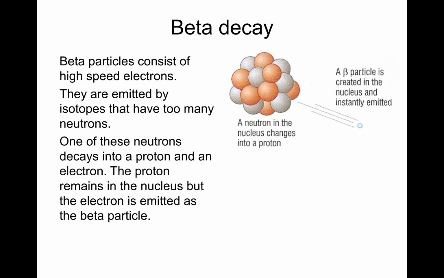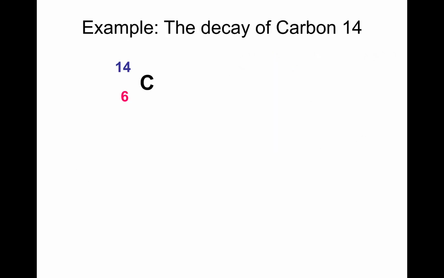Okay, let's move on. So here's an example, the decay of carbon-14. So we've got carbon, it's got a mass of 14 and a proton number or atomic number of 6 at the bottom. And this is how we write it. So beta decay is where a neutron turns into a proton. So if a neutron turns into a proton with an extra proton, which is why the 6 has turned to a 7, but the mass number will remain the same.